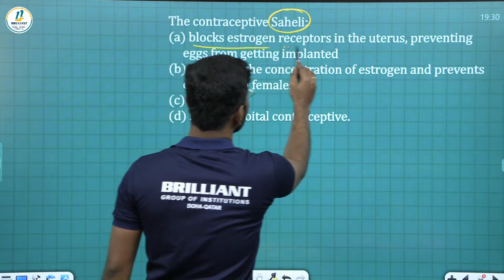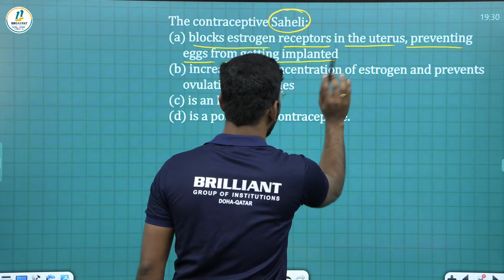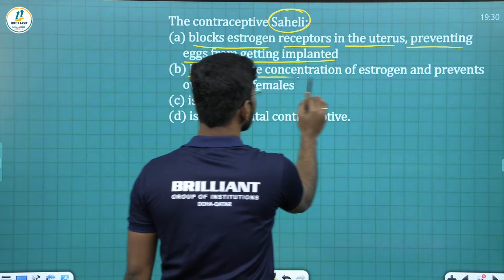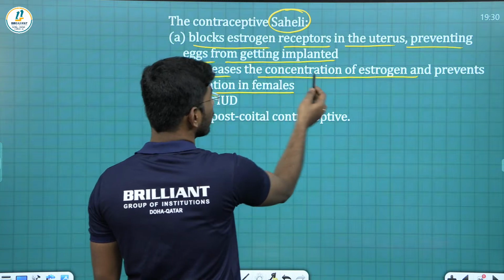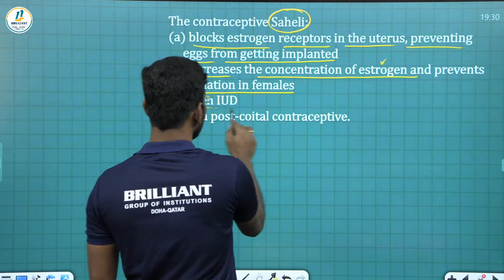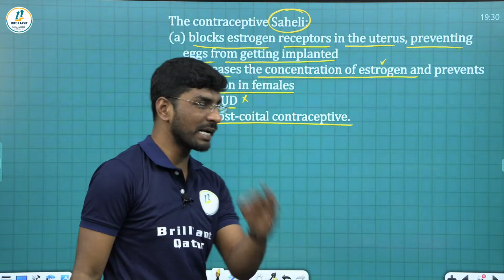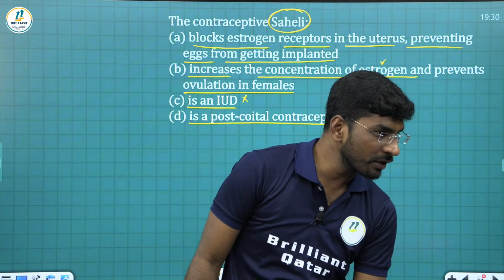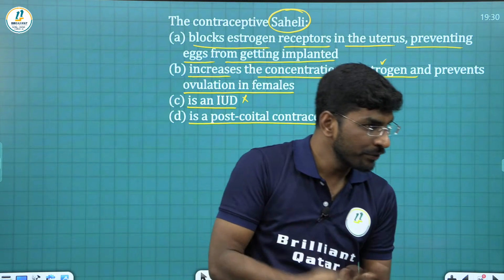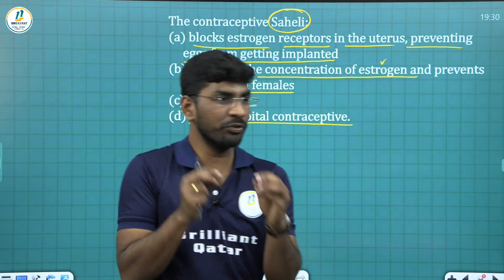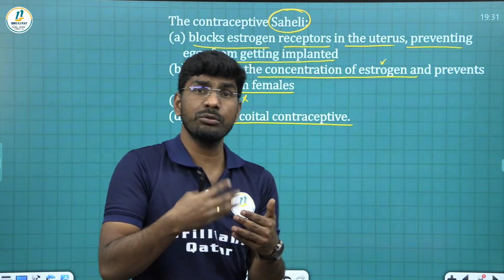Block estrogen receptors in the uterus and prevent egg from getting implanted. Increase the concentration of estrogen and prevent the ovulation in female. Increase concentration of estrogen. IUD, no, it's not IUD. A post-coitus contraceptive. What is the correct statement? Kavya, Naina, prepare beta, one more time, read beta, it's not correct. Next, try, Yatri, something is there. Isham, try.